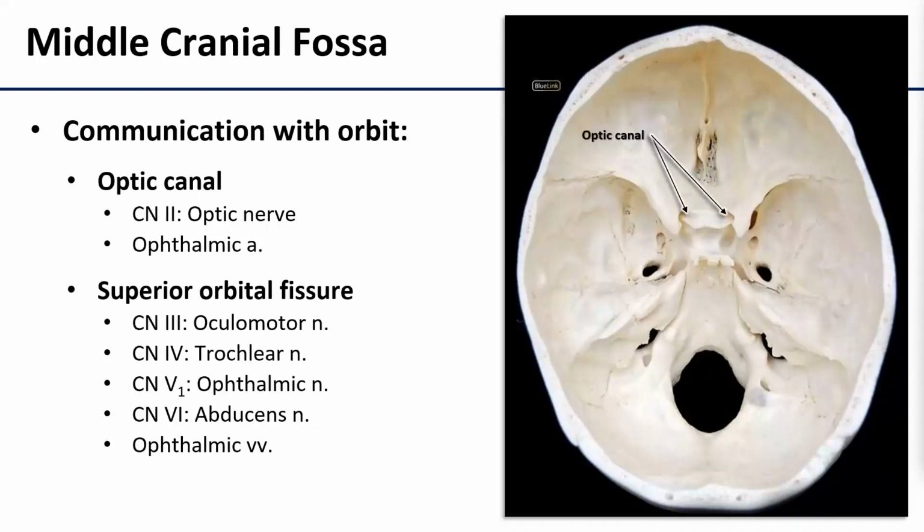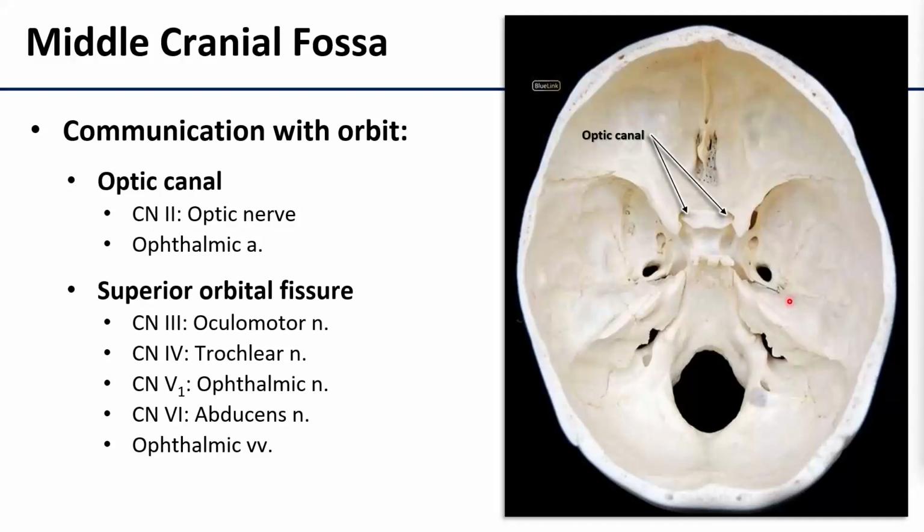All right, the middle cranial fossa is very, very closely related to the orbit. It sits directly posterior to it. So orbit is here, middle cranial fossa is here. So it's not a huge surprise that it has a lot of communication with the orbit, both with passageways and with structures traveling in between them.